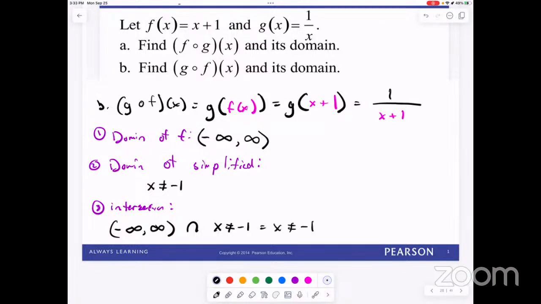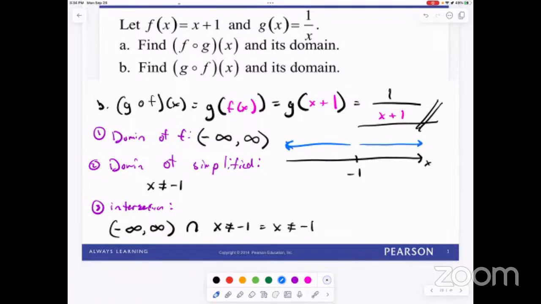So then, in interval notation, this is our result simplified here. x not equal to negative 1 is just going to be everything except negative 1. So say here's our negative 1, right? If we want everything except negative 1, we want everything to the left of negative 1 and everything to the right of negative 1. But we're going to use parentheses because we don't want to include negative 1 itself.